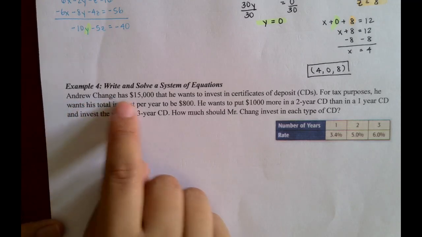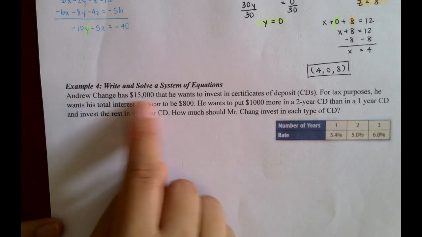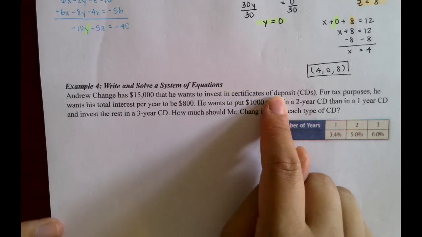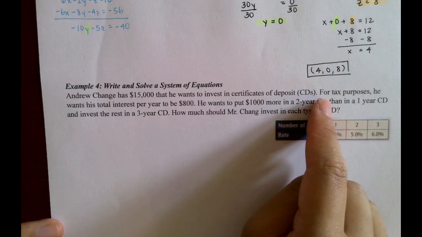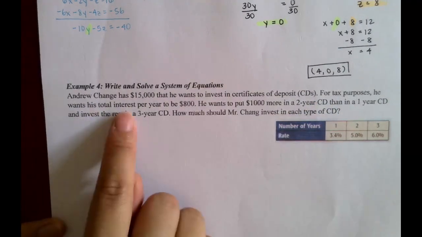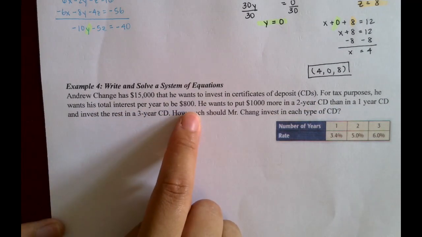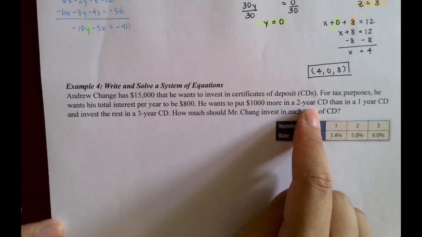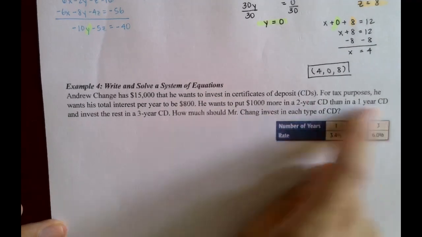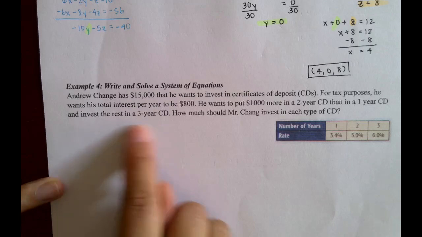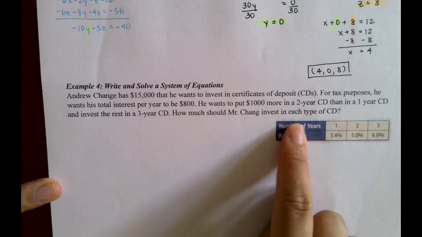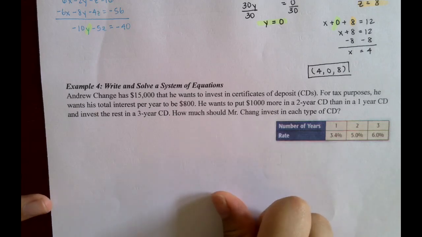But Andrew Chang has $15,000 that he wants to invest in certificates of deposit, also known as CDs. For tax purposes, he wants his total interest per year to be $800. He wants to put $1,000 more in a 2-year CD than in a 1-year CD, and he wants to invest the rest in a 3-year CD. We want to know how much Mr. Chang should invest in each type of CD.